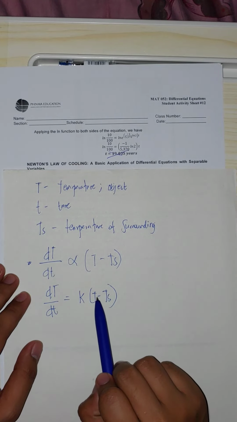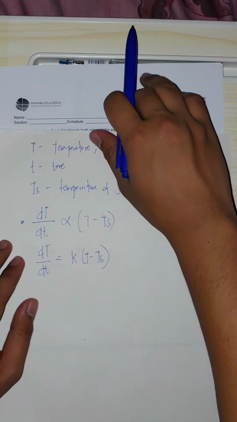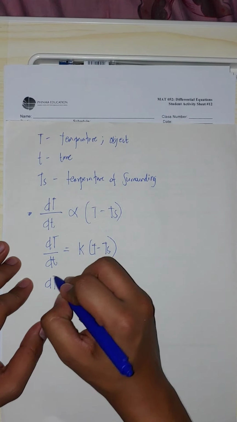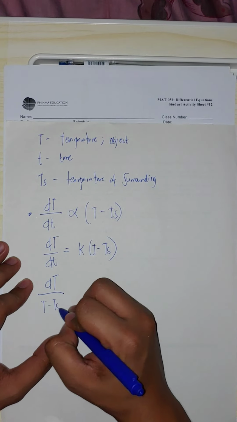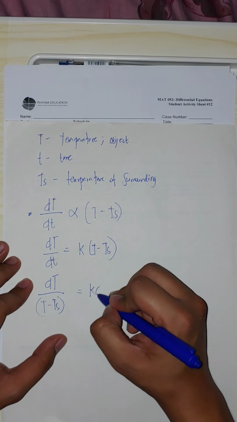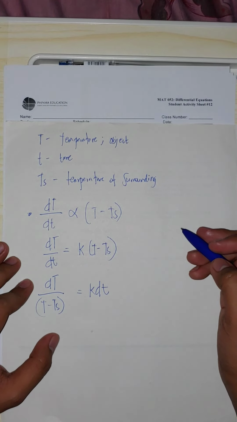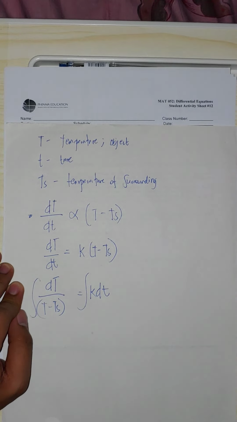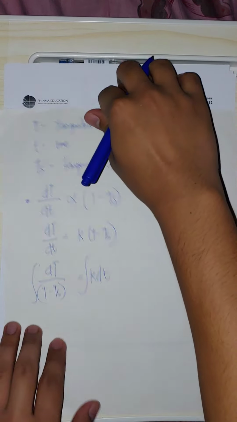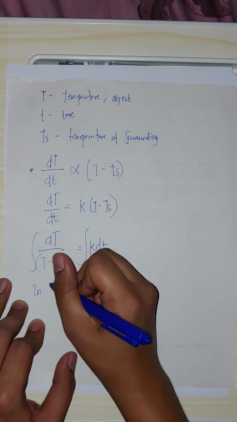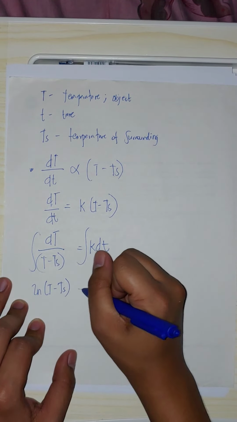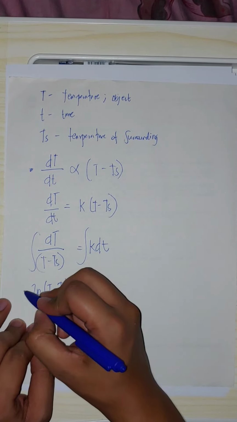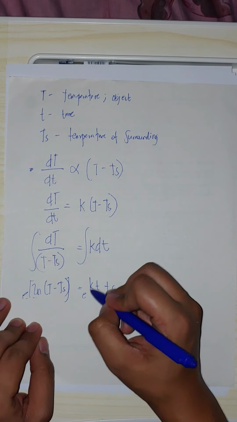If you notice, this is a big capital T, and therefore we can apply variable separable. This becomes dT over T minus Ts is equal to K dt. And then we integrate both sides. So we will have ln of T minus T sub S is equal to kt plus C. Again, to remove the natural logarithmic function, we raise the whole equation to exponential.